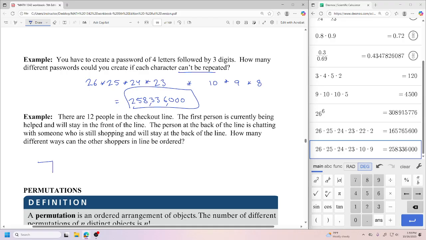All right, so I'm going to draw like a little checkout thing. The first person is already being helped. And at the back of the line, there's someone sitting down, and they're talking.